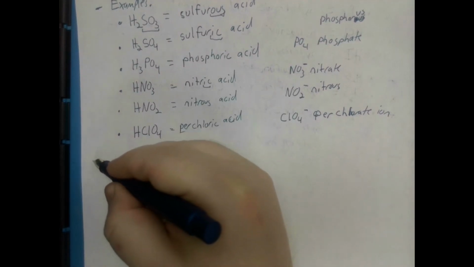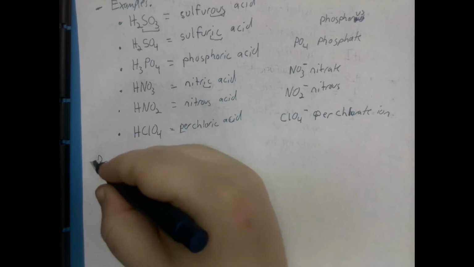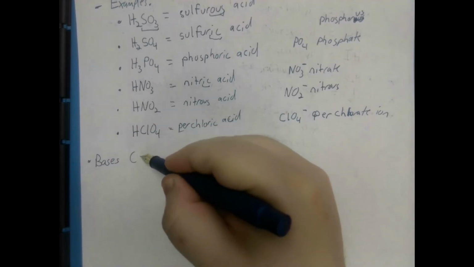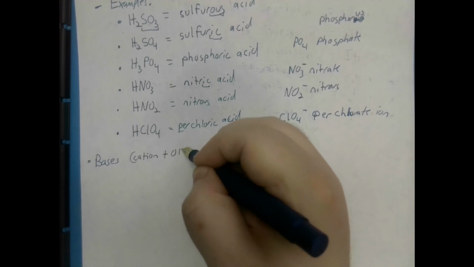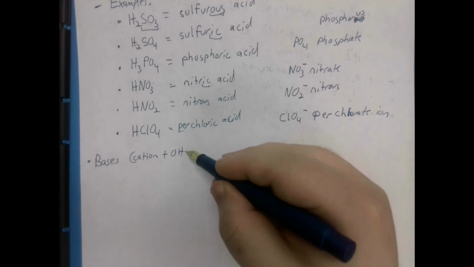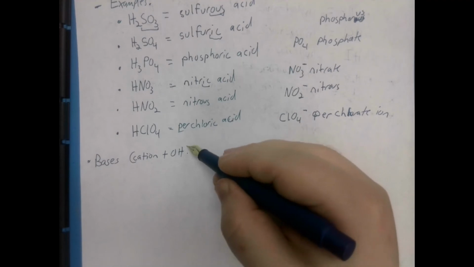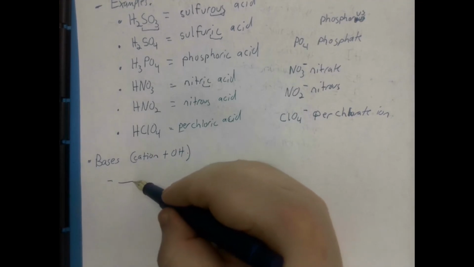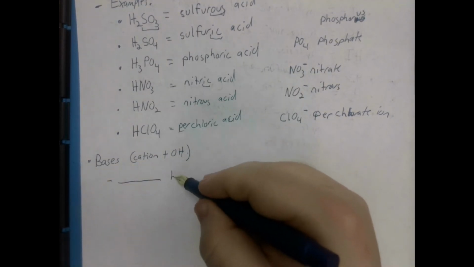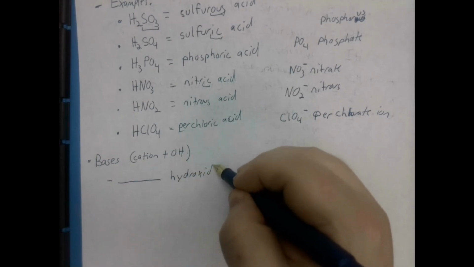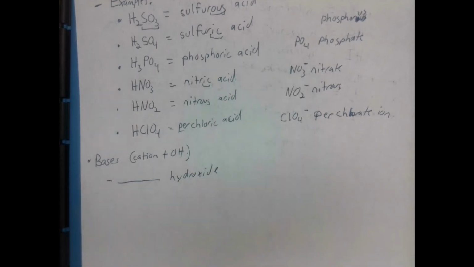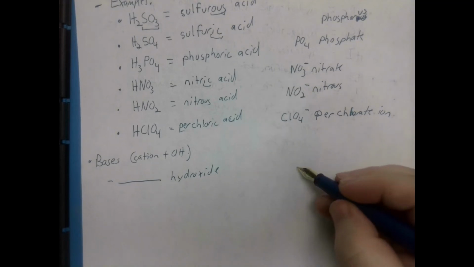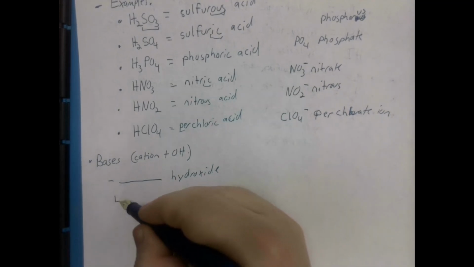Bases are much easier. So let's look at a base. A base is a cation plus a hydroxide ion. What we do is we keep the name of the cation and add the word hydroxide. So let's do some examples.